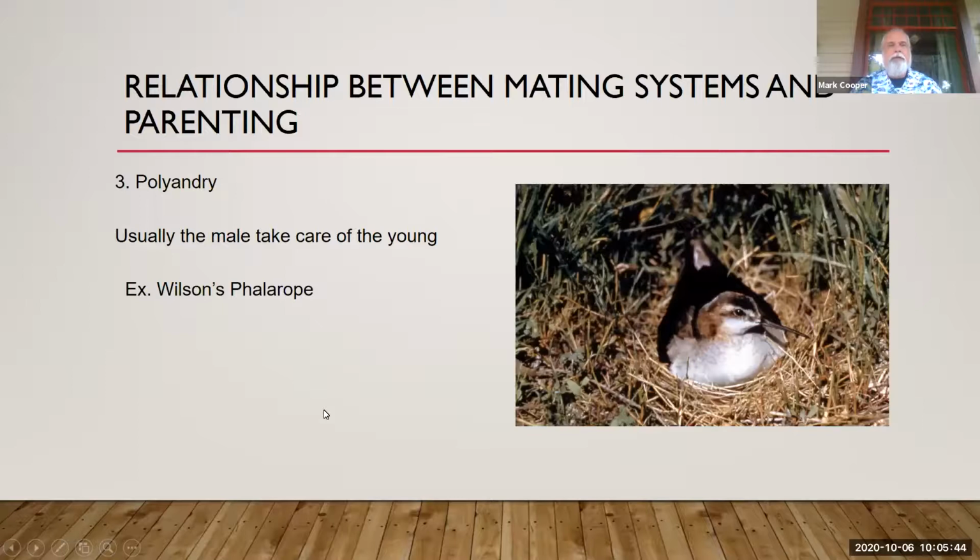And then we have polyandry, which again is very rare. And this is where the female will take off and the male takes care of the young. This is Wilson's phalarope. I think we showed you a red-necked phalarope. This group of birds tends to do this. And again, we believe that this is because it gives the female a better chance of having more babies. And they tend to be a bit bigger than the male and a bit more brightly colored.